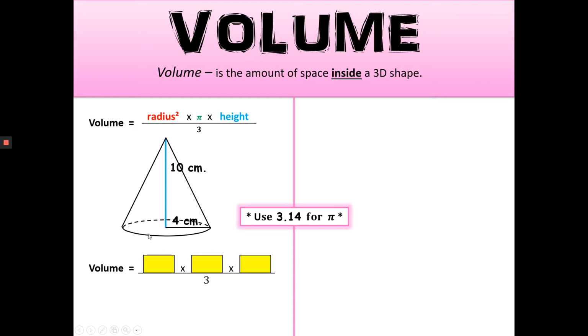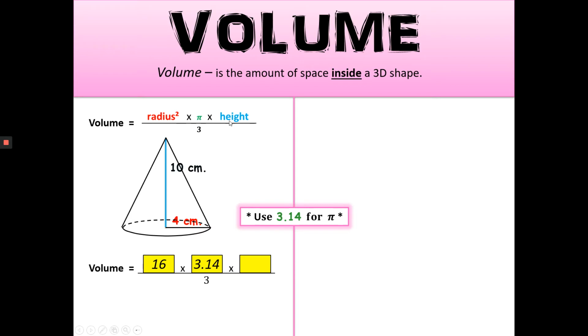So for this one, we're starting off with a radius of 4 centimeters. So radius squared, remember, if the radius is 4, you have to do 4 times 4, 4 squared. That's going to be 16. That goes in the first spot right here. Next spot is pi, and that's going to be 3.14. So just plug 3.14 in there. We're going to use 3.14 for all of this.